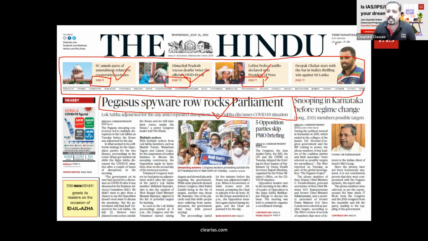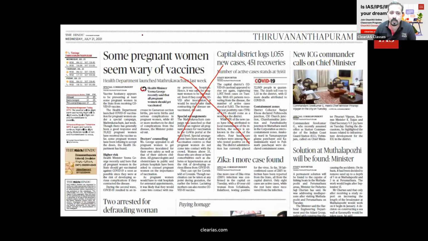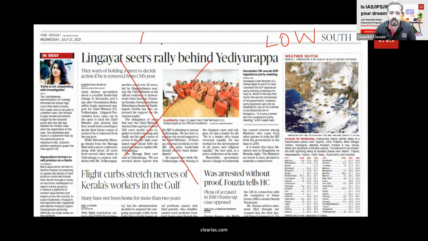And on some days, the Hindu may come with a page called Nation or National News. If such a page is there, you should definitely read that. Nation is something you should be reading, but not South or North or any states or anything like that.